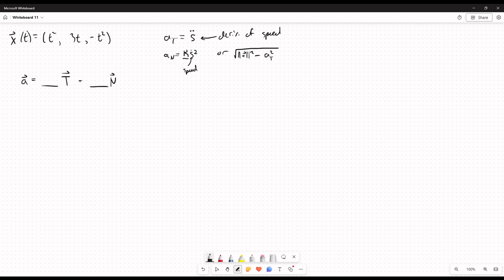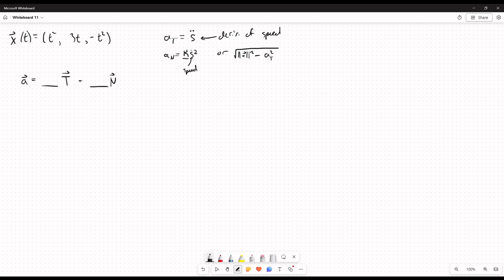In this video, we're going to focus on finding the tangential and normal components of acceleration. So we know that acceleration, which is the second derivative of the path, is a linear combination of our unit tangent vector and our principal normal vector.